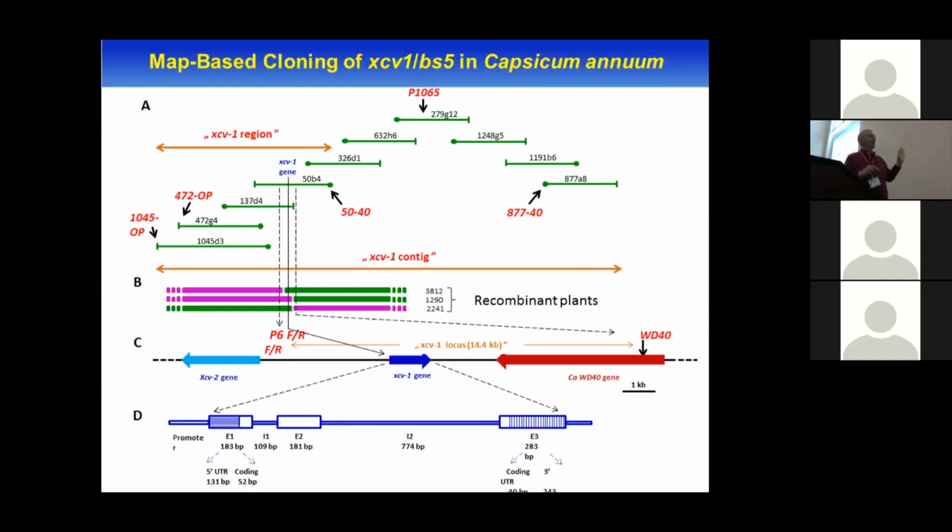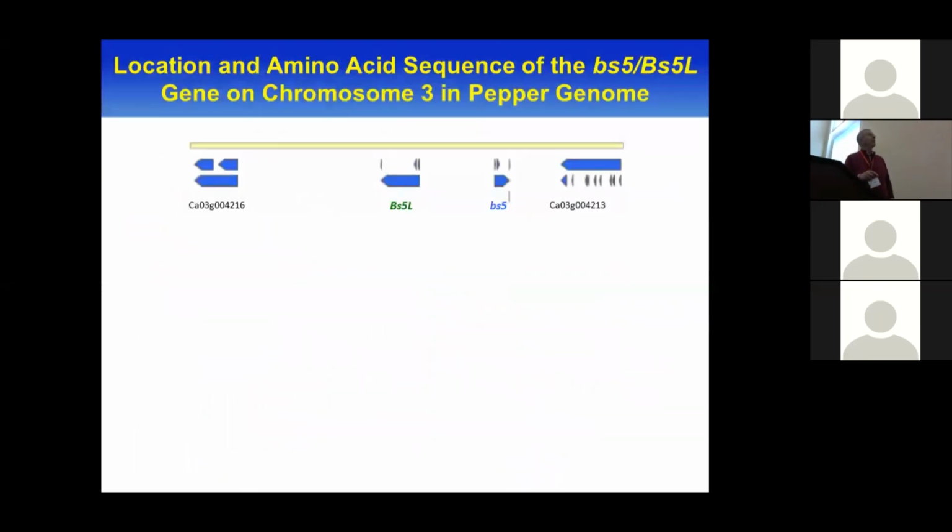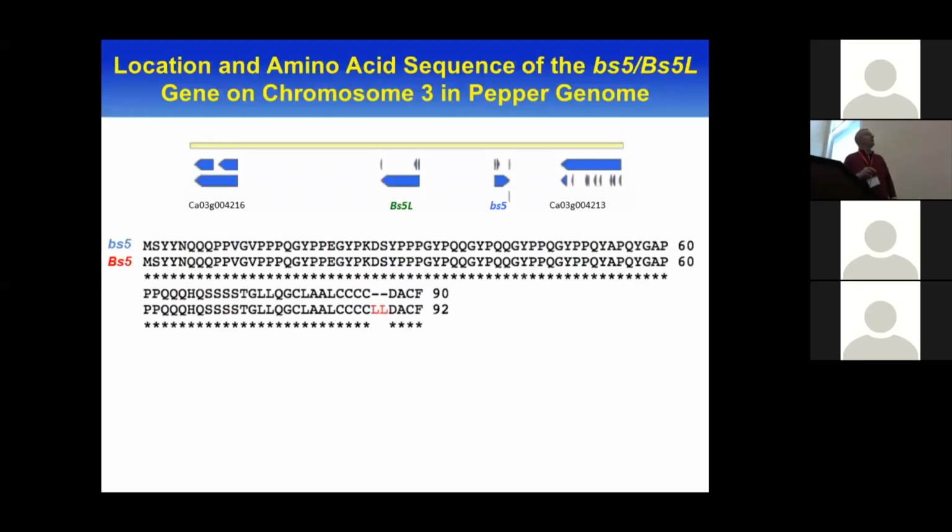You don't need to worry about the details there, but essentially we were able to narrow it down to a particular gene. It turns out it's in pepper. It's called the BS5 gene. There's a very similar gene that's transcribed in the opposite direction. What's interesting is it's a bizarre gene. There's nothing that really tells you what it is. There are other genes out there, which I'll show you in a moment. But the nature of the mutation was a 2-leucine C-terminal in-frame deletion that gave rise to this resistance.